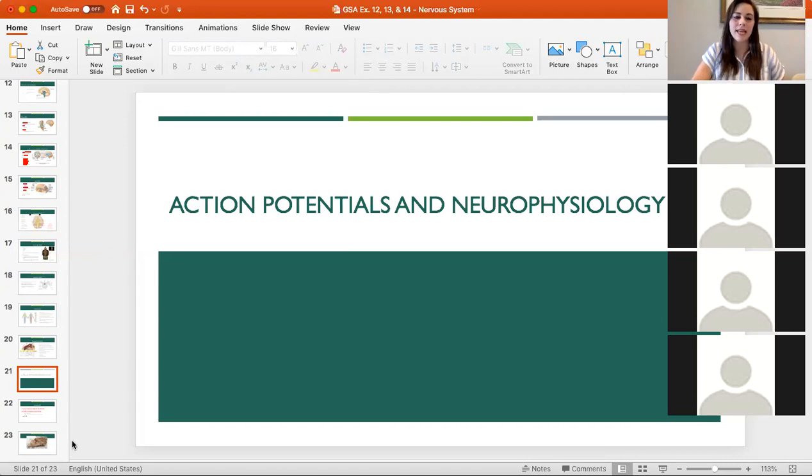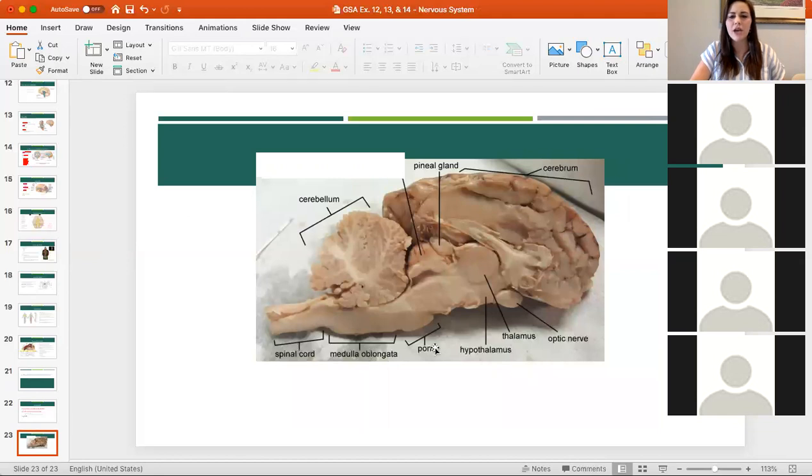All right, and then lastly, just a couple things on the sheep brain dissection. A couple things I'm going to tell you that you don't have to know. You don't have to locate the optic nerve or the pineal gland, but everything else on here is going to be fair game. And again, I go over everything that you need to know on the sheep brain dissection video that I posted.